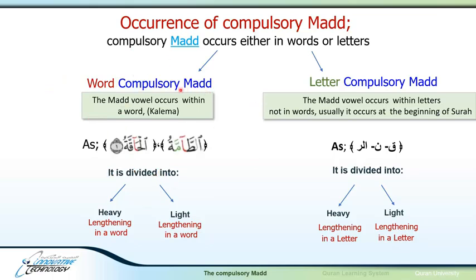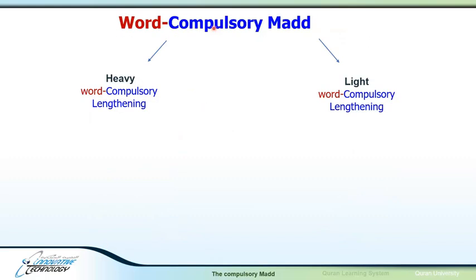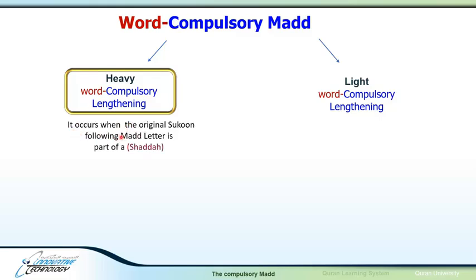We realize the word compulsory med is divided into two types, the heavy and the light ones. So the word compulsory med has a heavy word compulsory lengthening and has a light word compulsory lengthening. We're going to take examples on each. We'll start by the heavy word compulsory lengthening or mad. It occurs when the original sukoon following the mad letter is part of a shadda. The examples that we have given previously were all examples of heavy word compulsory lengthening or mad.